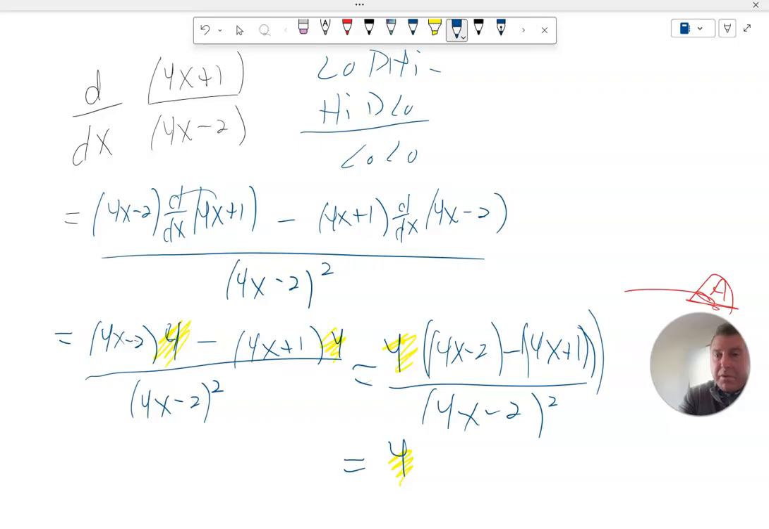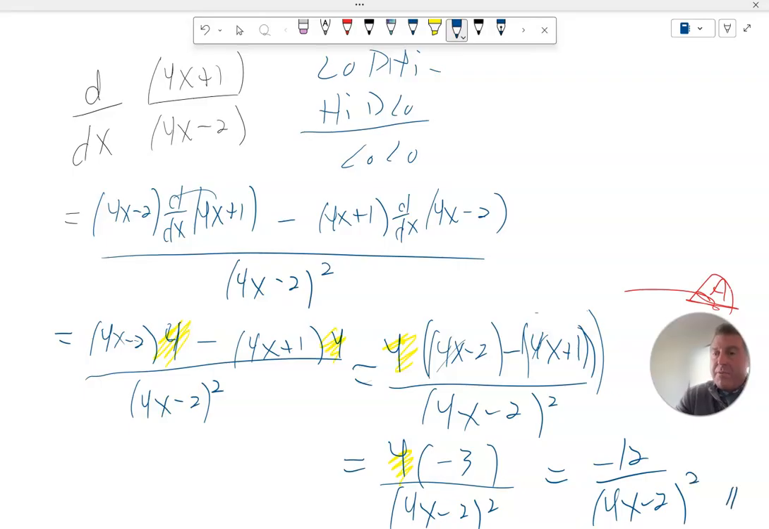And then my final step is I'm going to keep the 4 out here. And I'm going to clean up what's inside the parentheses here. So I have a 4x minus 2 minus 4x. So the 4x's cancel. Minus another 1. So I have negative 2 minus 1. Remember that distributes. So 4x minus 2 minus 4x. No more x's. Minus 1. So I get negative 3 on top. And the bottom is still 4x minus 2 squared. So my ultimate answer is negative 12 on top over 4x minus 2, the quantity, squared. So there's my derivative of the original ratio or quotient.